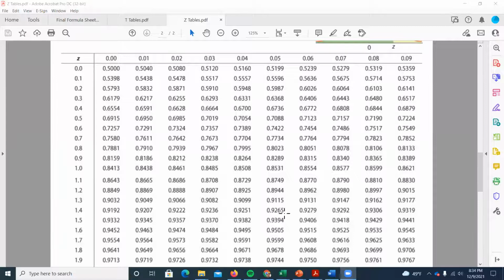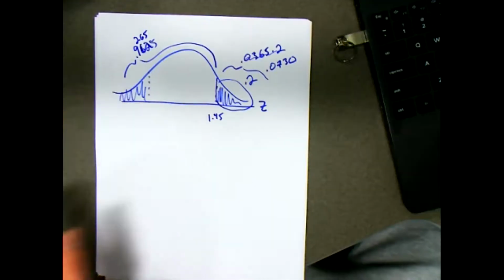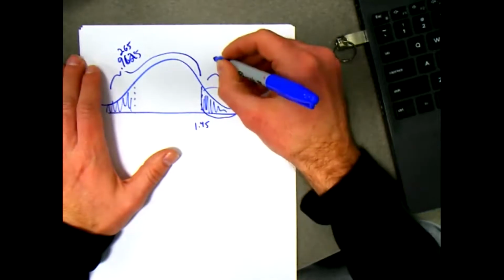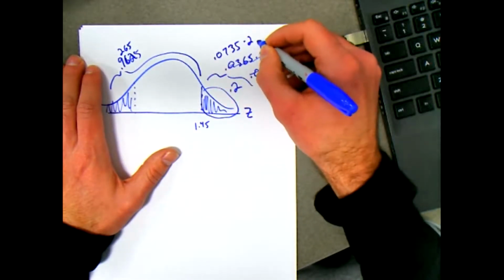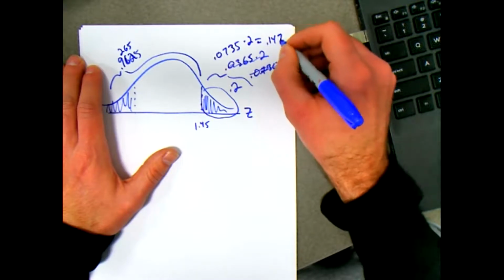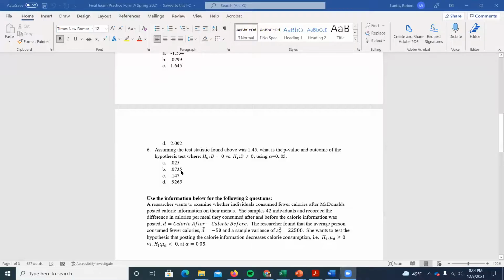1.45, 0.9265. Oh, actually, I was wrong. So 0.9265 would mean that the area over here is 0.0735. Multiply that by 2, and we get 0.1470. This is why I shouldn't try to do math in my head. Okay, so 0.1470, which would be answer C here.